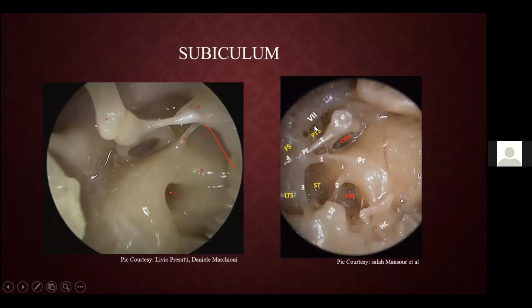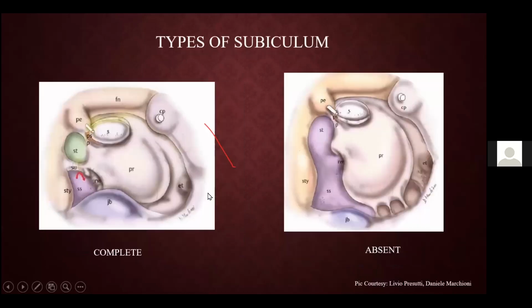And this is the right ear of the patient. In the left ear also you can see the same picture. This is the subiculum, which is dividing the superior and the inferior retrotympanum. There are various morphologies of the subiculum also, like a complete subiculum. It separates the two spaces, superior and inferior retrotympanum, but sometimes it is absent, and then it will be confluent.